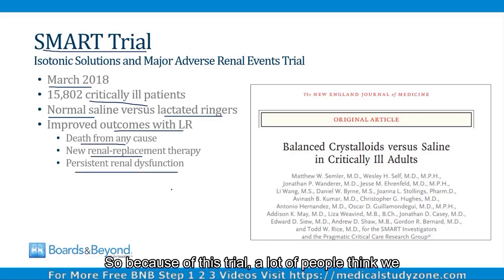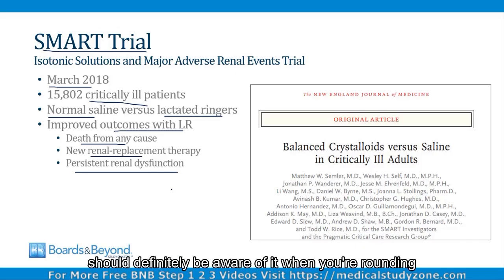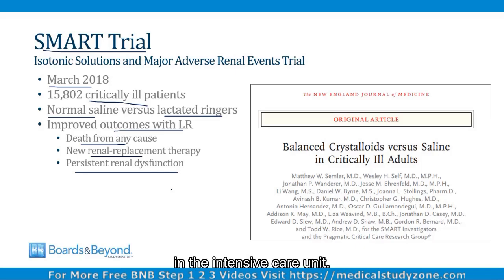So because of this trial, a lot of people think we should stop using normal saline and switch to lactated ringers for most patients who need fluid resuscitation. Not everyone is switched over, and not everyone believes the findings of this trial, but you should definitely be aware of it when you're rounding in the intensive care unit.